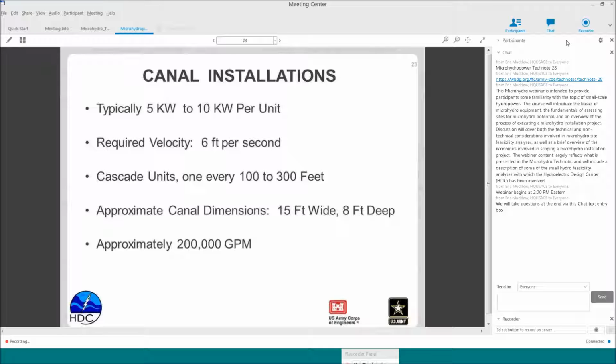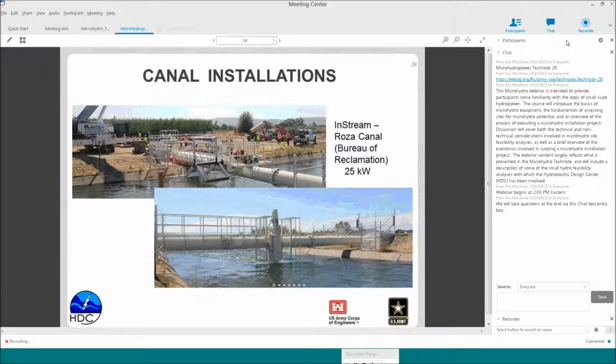This is an example of an open channel or hydrokinetic turbine on the Rosa Canal in Washington State. This is a burial reclamation project. As you can see, the canal has a consistent, narrow and deep profile and a significant flow rate. This unit, manufactured by a company called InStream, is supported on a large pipe that crosses the canal. The unit has the ability to rotate 90 degrees out of the water.